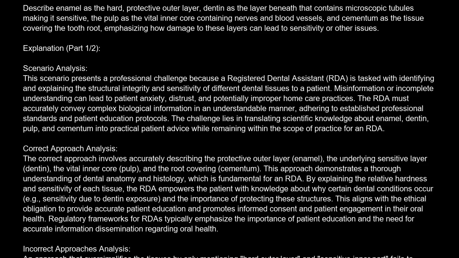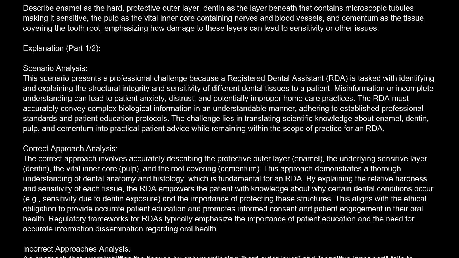Correct answer is A. Describe enamel as the hard, protective outer layer, dentin as the layer beneath that contains microscopic tubules making it sensitive, the pulp as the vital inner core containing nerves and blood vessels, and cementum as the tissue covering the tooth root, emphasizing how damage to these layers can lead to sensitivity or other issues.